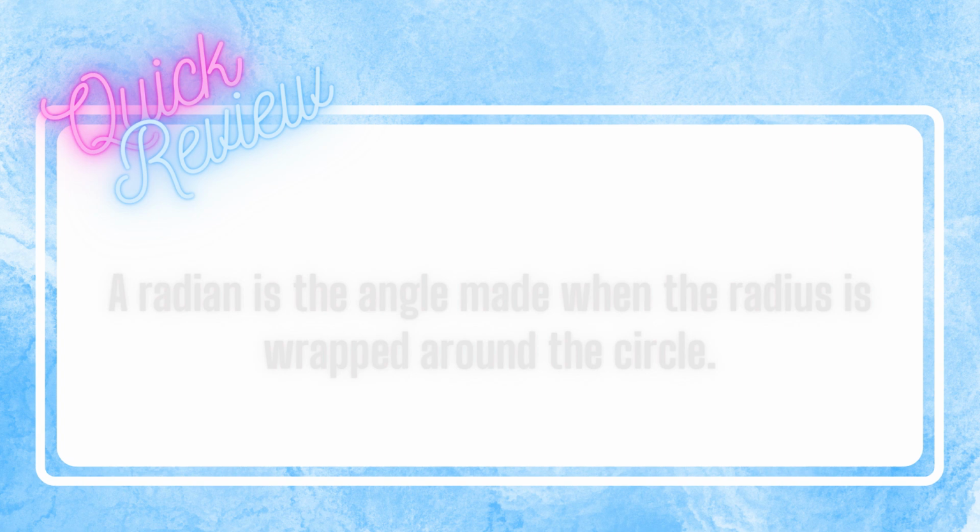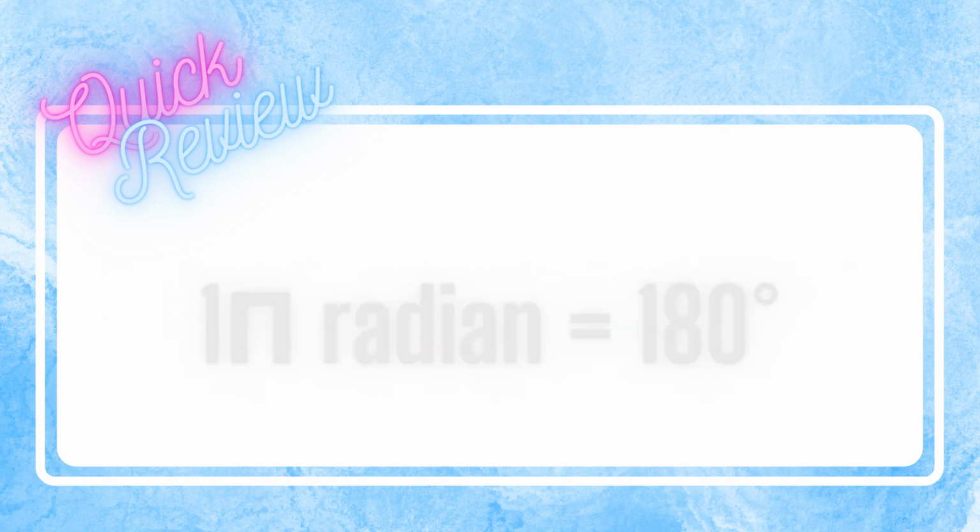So here's a quick review for today. A radian is the angle made when the radius is wrapped around the circle. And 1 pi radian equals 180 degrees. Today we use this conversion factor to convert from degrees into radians. Next time we'll be going the other way around, converting from radians into degrees.